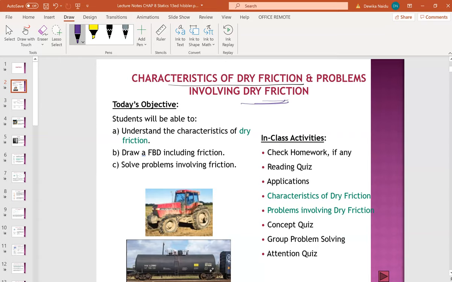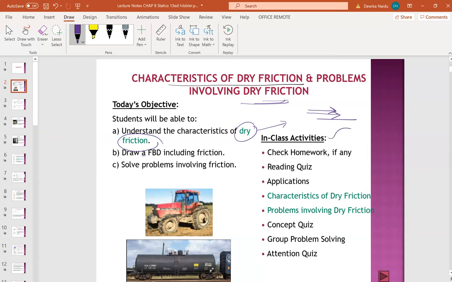Okay, only dry friction. Do we have a wet friction? No, we don't have a wet friction, but we call that drag. Dry friction is between surface and surface without any fluid in between, whereas drag is between a surface and also a fluid. The fluid can be air, water, oil, anything.